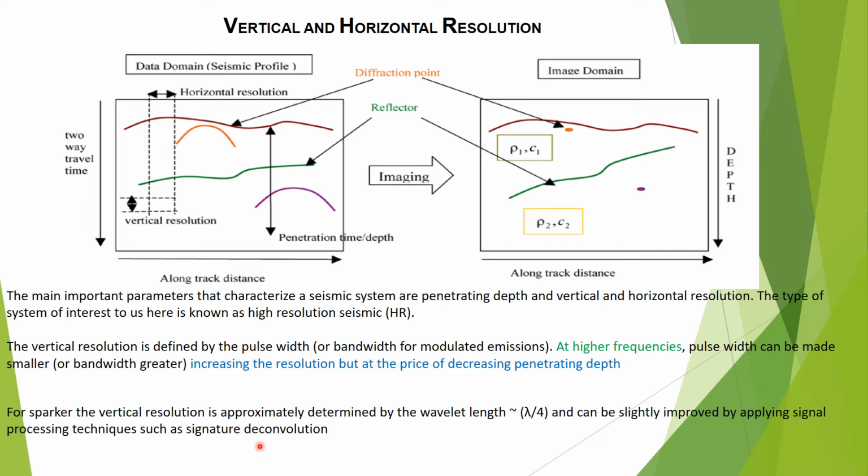Okay, the penetration. So you can see there is a diffraction, and that is being converted to a point source. There is rho 1 c1, that means the density and the velocity of this layer, and for this layer, the reflector, there is rho 2 c2, density and velocity. This is the penetration depth.